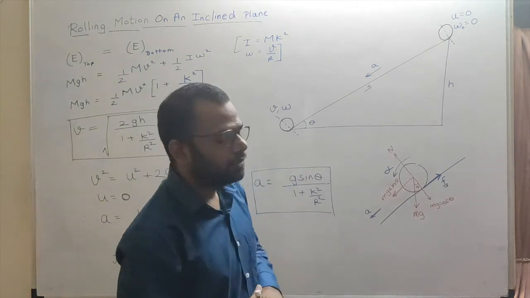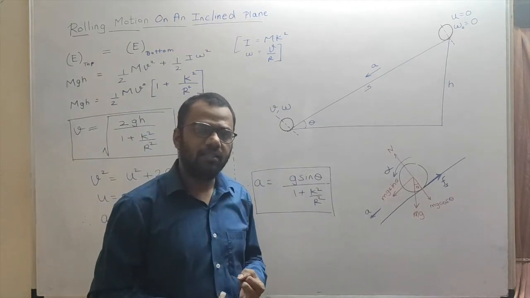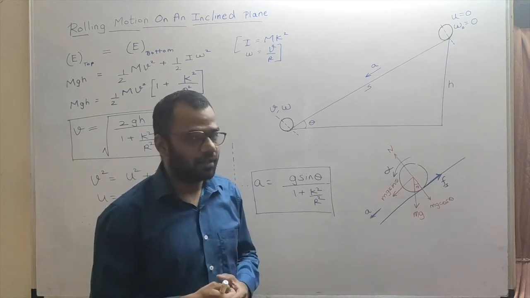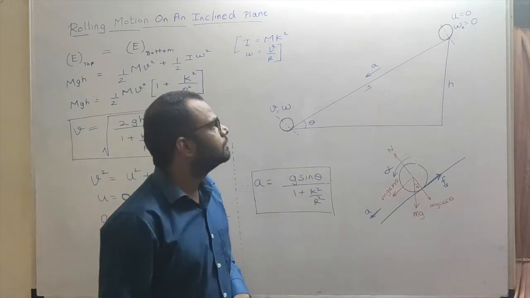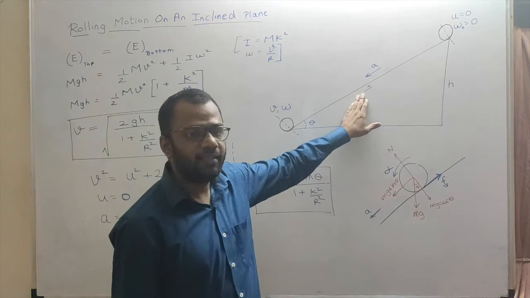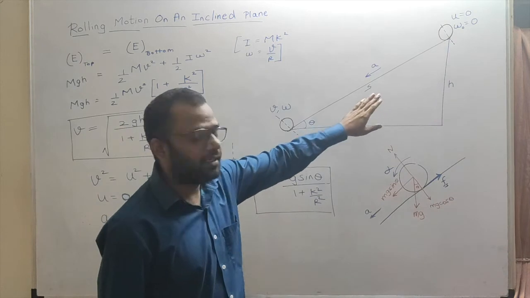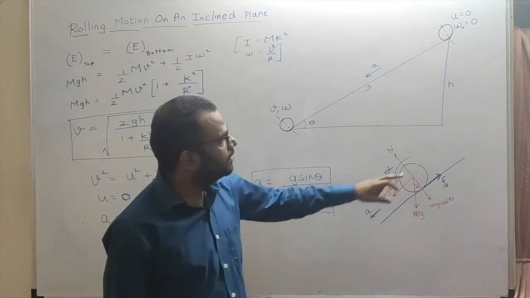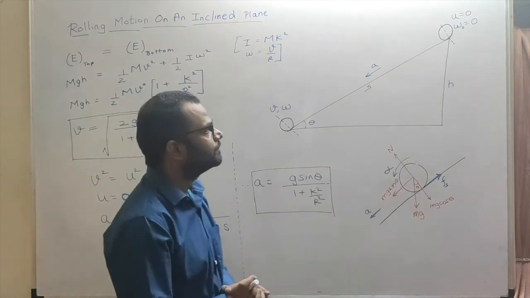Draw this diagram. Then write down: consider an object such as ring, disc, cylinder or sphere rolling on an inclined plane as shown. s is the length of the incline, theta is the angle of the incline. The object is kept at a height h on the incline.